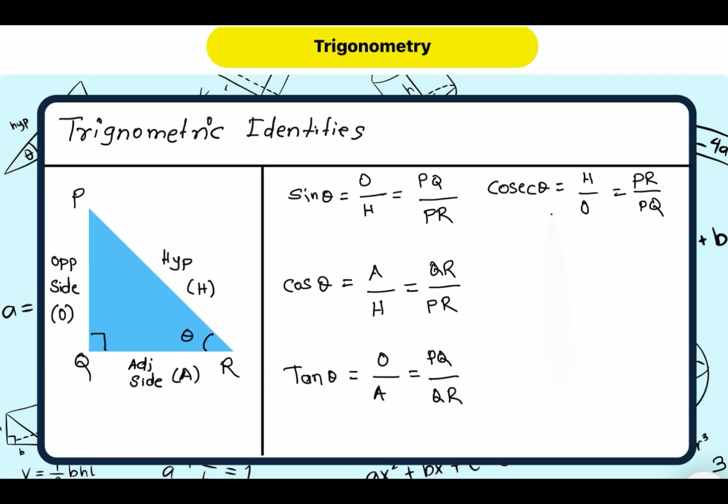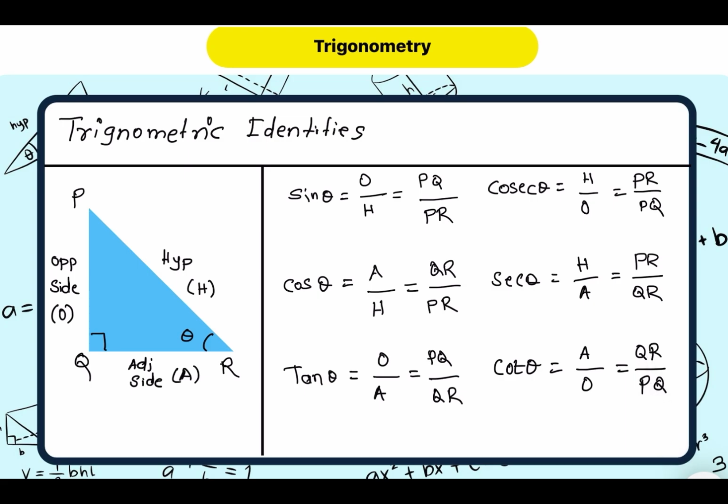Cosec theta is equal to hypotenuse upon opposite side. That means PR upon PQ. Sec theta is equal to hypotenuse upon adjacent side. That means PR upon QR. Cot theta is equal to adjacent side upon opposite side. That means QR upon PQ.